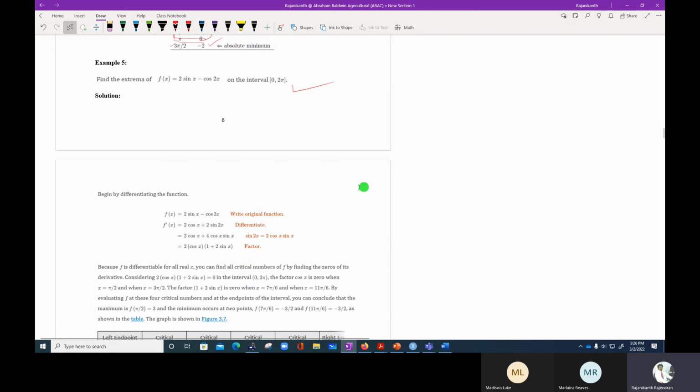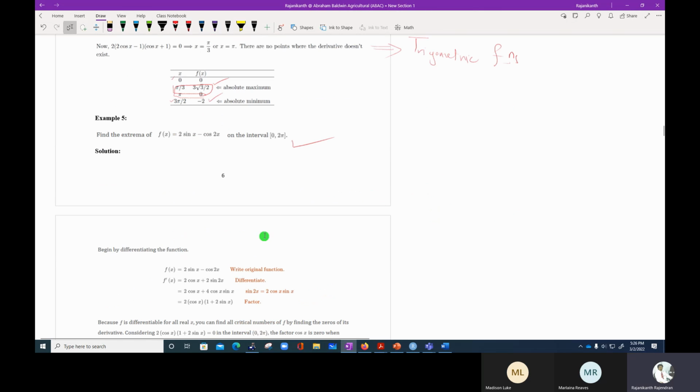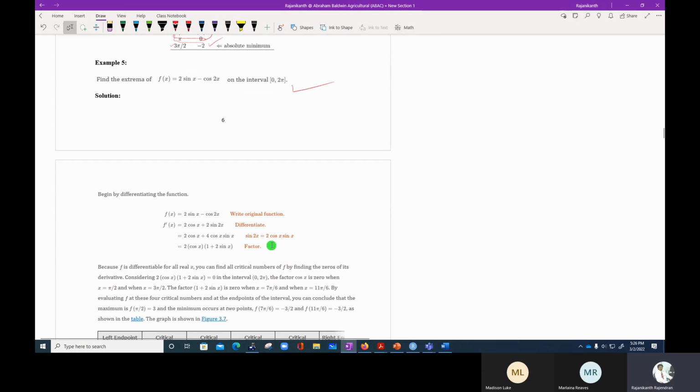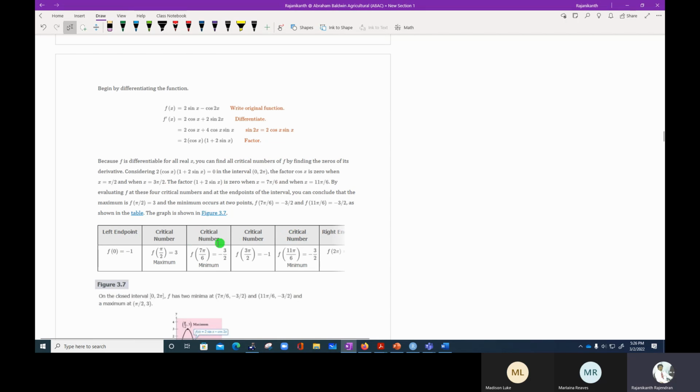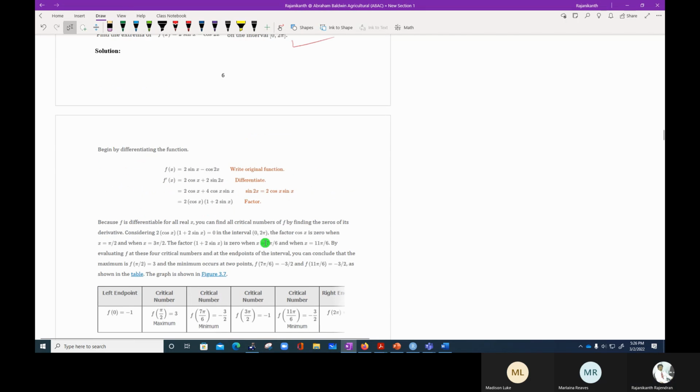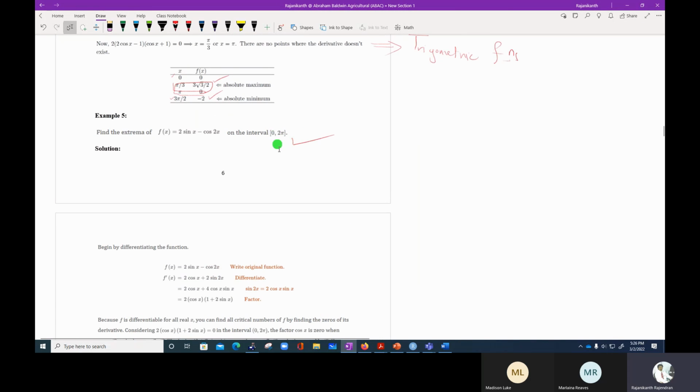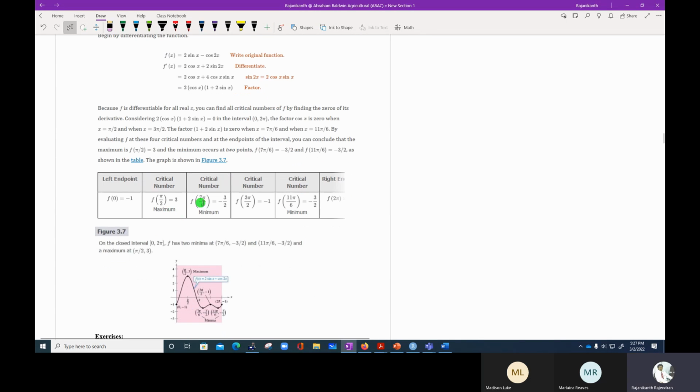Again, this is a similar problem to this. Find the derivative, set it to 0, and solve for x by using trigonometric identities and the things you learned. Then list the values. Now you see there are 4 critical values because the given interval was a big interval, 0 to 2 pi. So you will find 4 possible critical values for this function on this interval 0 to 2 pi.